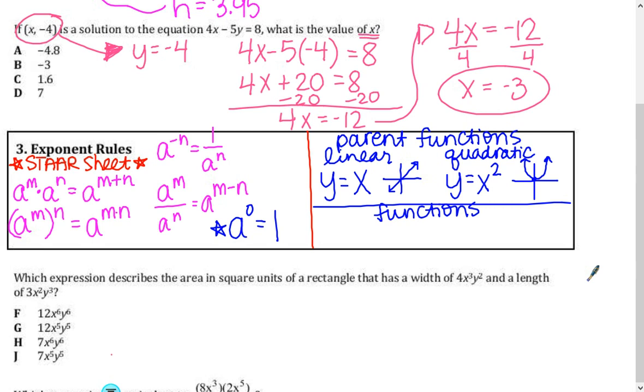Speaking of functions, real quick, remember, for something to be a function, that means it has no repeating x values. Or, if you're looking at a graph, it passes the VLT, the vertical line test.